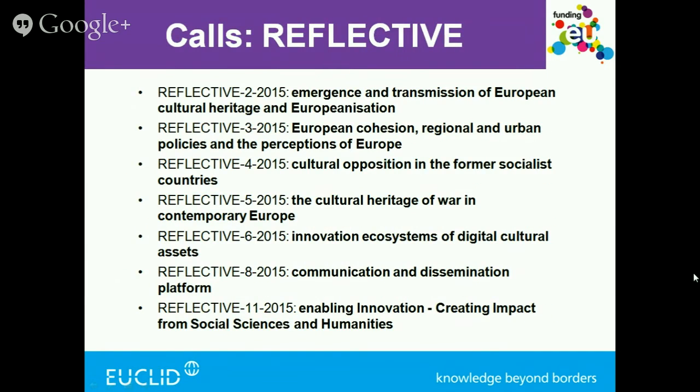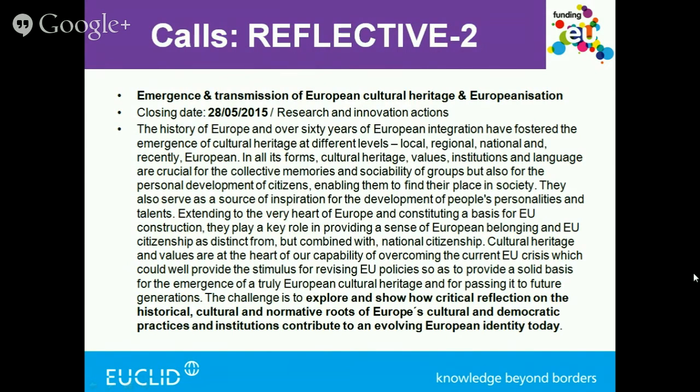Reflective societies. So there are 1, 2, 3, 4, 5, 6, 7 reflective society strands left in 2015. So I'm just going to go through these. Emergence and transmission of European cultural heritage and Europeanization. So this has a deadline of 28th of May, and the only action is the RIA. So you can get an RIA here.